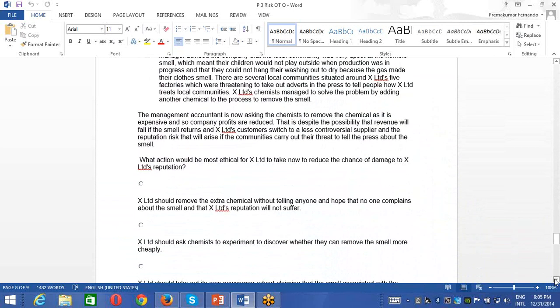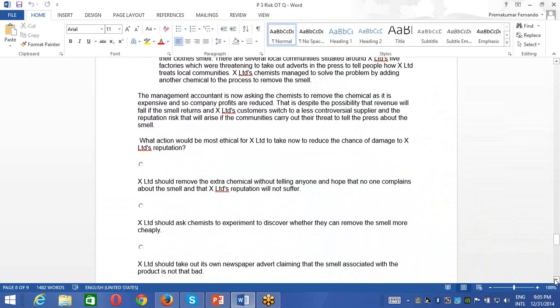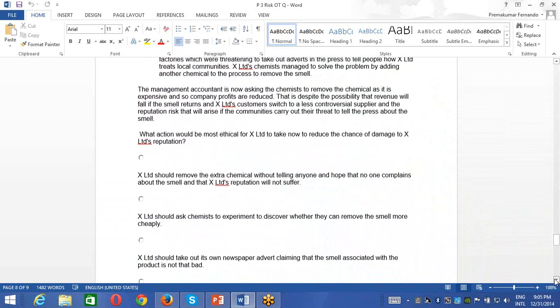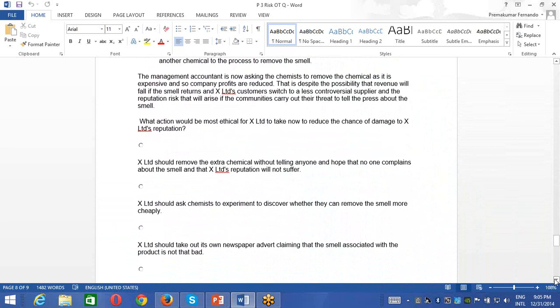What action? Now remember again, single layer. What action would be most ethical for X Limited to take now to reduce the chance of damage to X Limited's reputation? X Limited should remove the extra chemical without telling anyone. I think it's the same. X Limited should ask a chemist to experiment to discover whether they can remove the smell more cheaply.